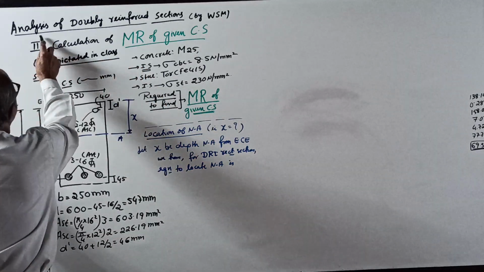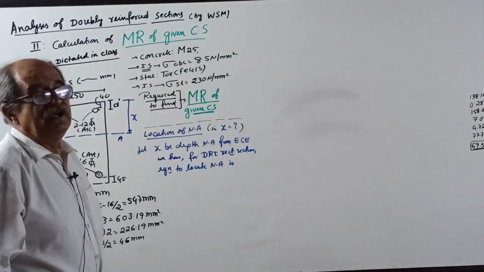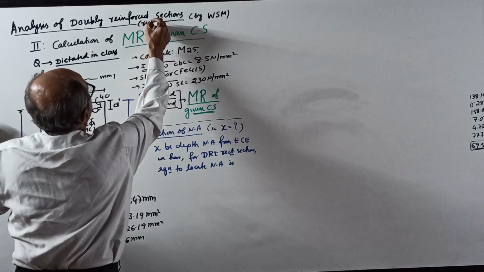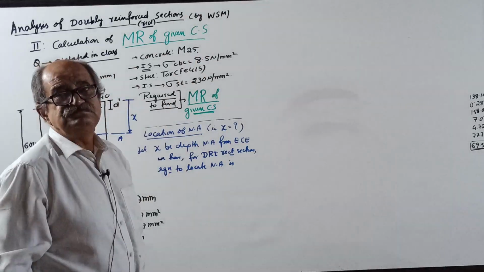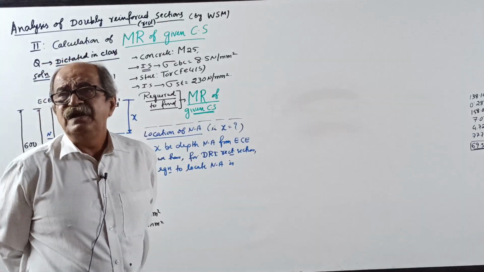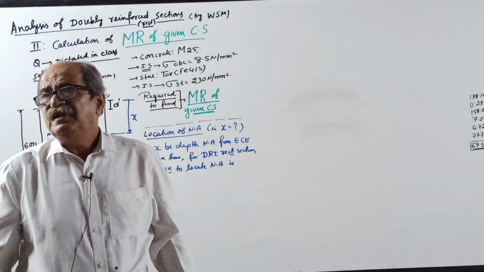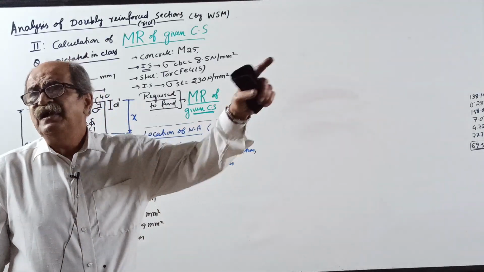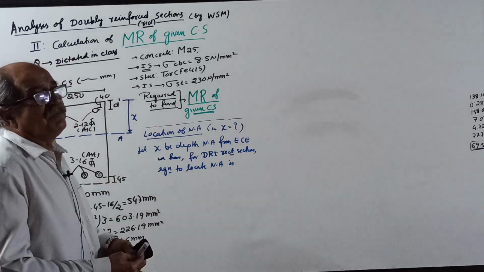Now, analysis of doubly reinforced. I forgot right there, one extra word you have to add. Okay, add it. Doubly reinforced rectangular sections by working stress method. Roman 2. Roman 1 is to find stresses developed when the given cross section is subjected to a bending moment M. I told, left hand side M, right hand side whatever stresses are developed. Roman 2 is to find moment of resistance.